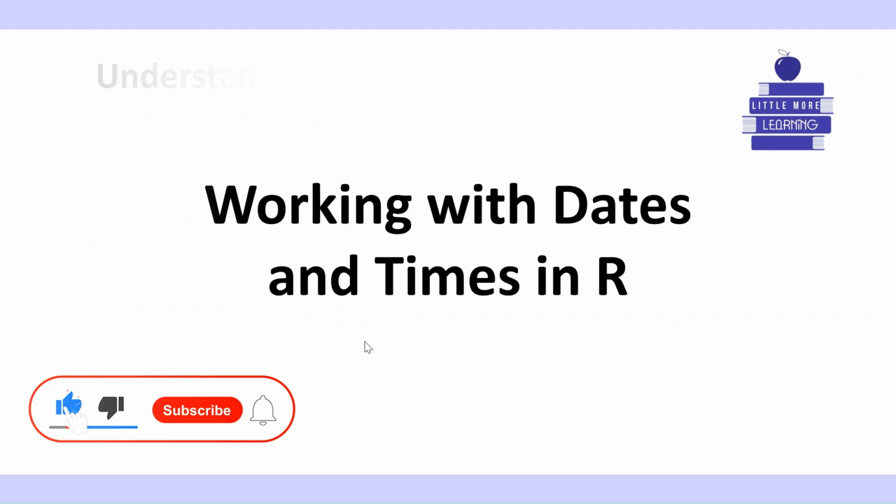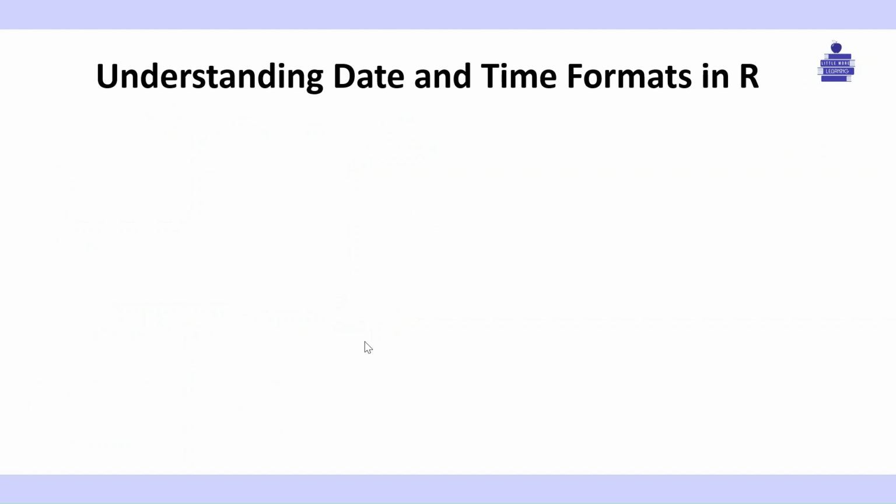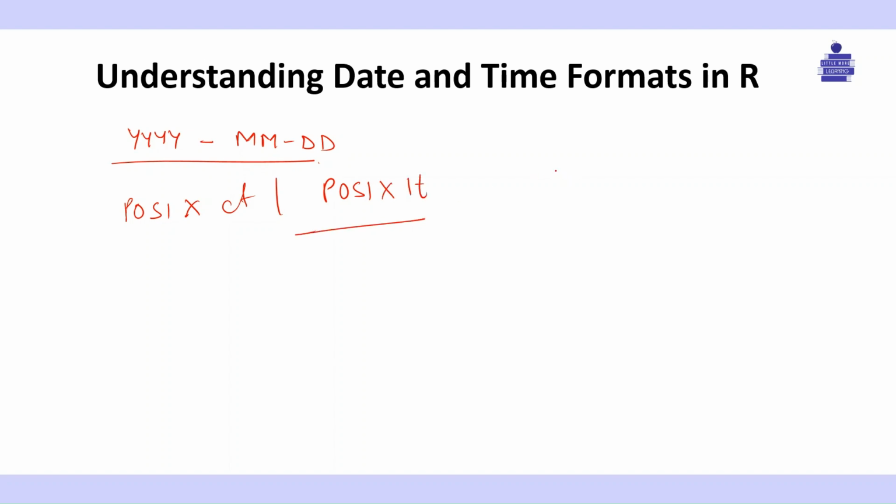So the first is understanding date and time formats in R. R stores dates and time in special classes. Dates are stored in the format like this, four-digit year, mm and dd. This is how dates are stored in R. And if we use POSIXct or POSIXlt, they store date and time in the format like four-digit year, mm, dd. Then time is stored in the normal format like hours, minutes and seconds.